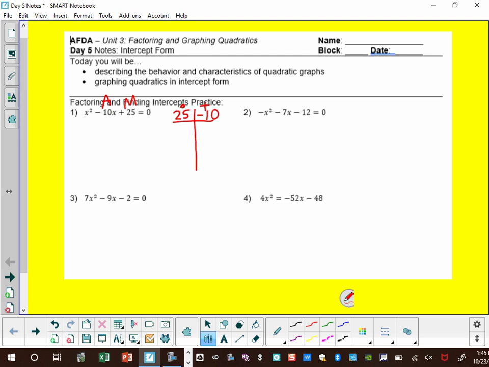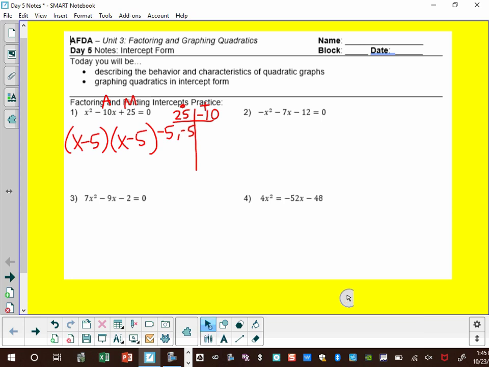What are my factors here, guys? What did you say? So -5 and -5. Is Michelle right? Yes, okay. What we learned with our shortcut, if we don't have a number in front of this x squared, I can just plug in x minus 5, x minus 5.